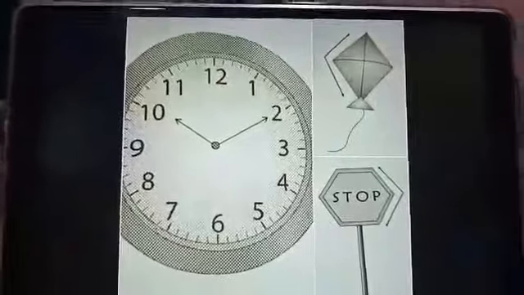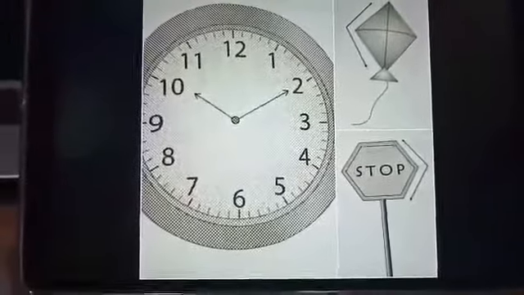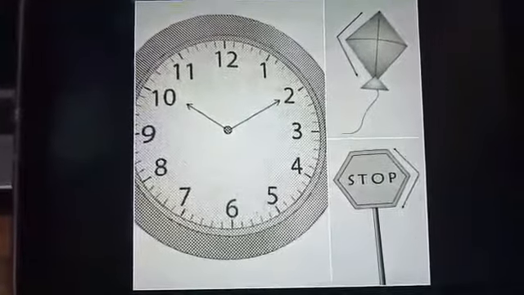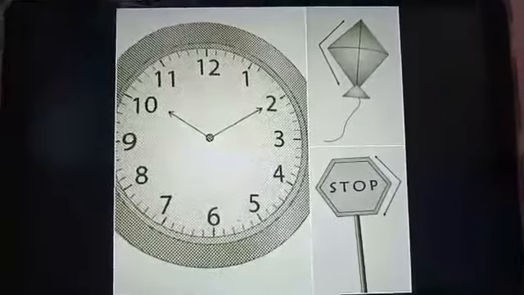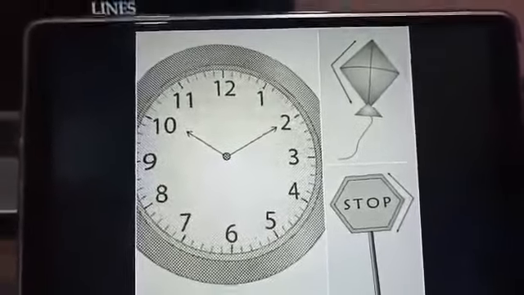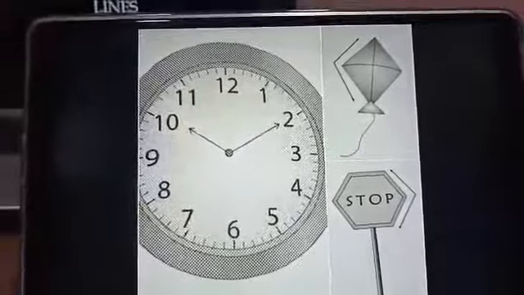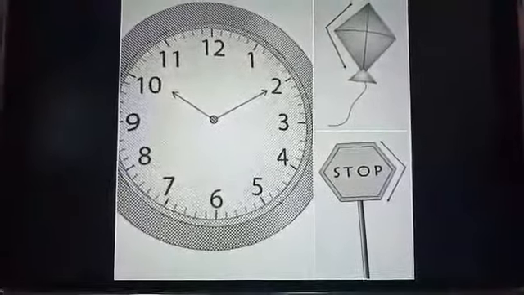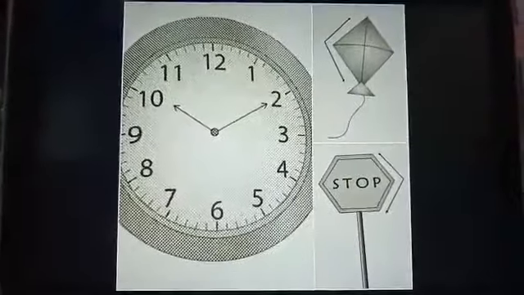Obtuse angle. An obtuse angle is bigger than a right angle, so it measures more than 90 degrees but less than 180 degrees. As we can see in these examples, all these angles are more than 90 degrees and less than 180 degrees.